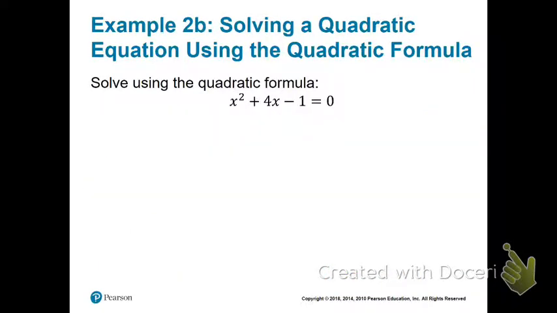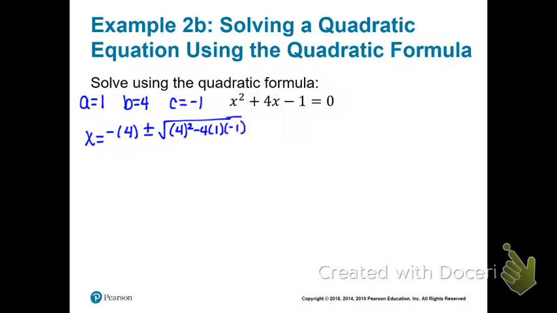All right, and 2b, yes, this is the same problem that we did in 1a, but now we're going to solve it using our quadratic formula. So first thing is to make sure that it's equal to 0, and it is. So then we identify our a, b, and c. So a is 1, it's the number in front of x squared, b is the number in front of x, and c is the number with no x. So let's plug it in our formula. So x equals negative b plus or minus the square root of b squared minus 4 times a times c all over 2 times a.